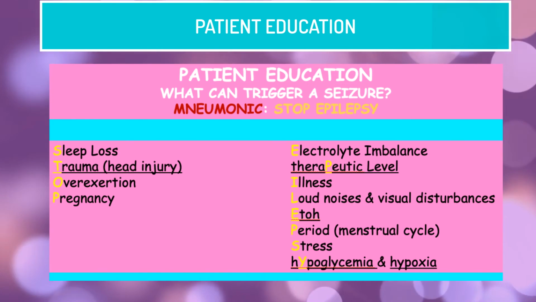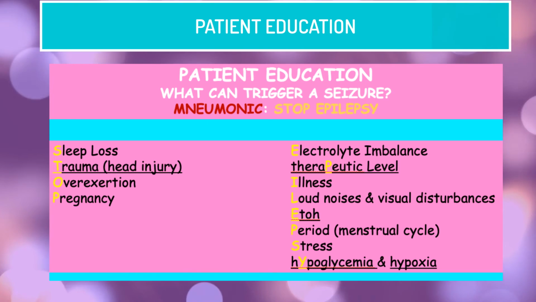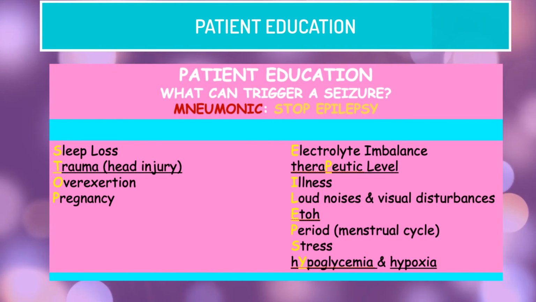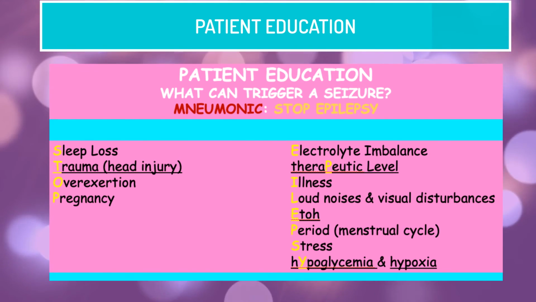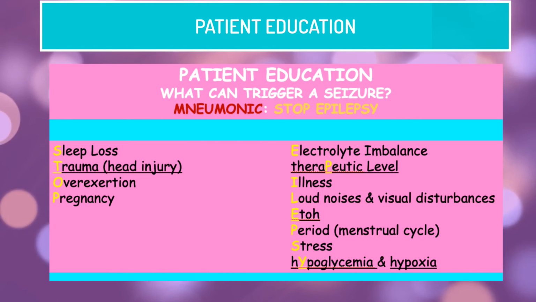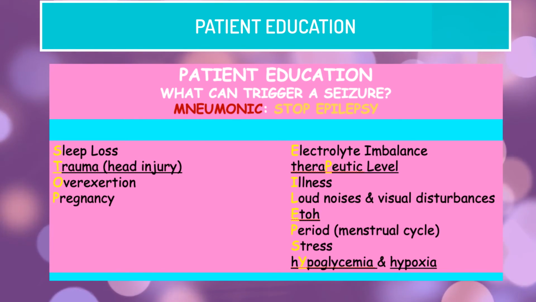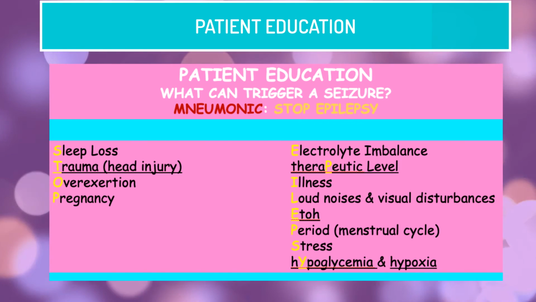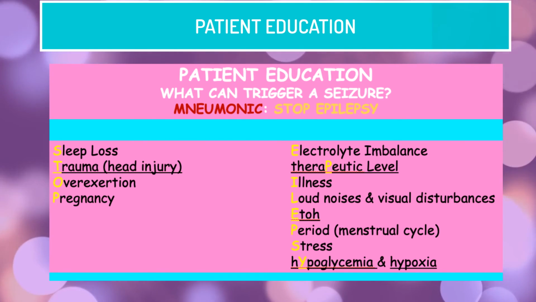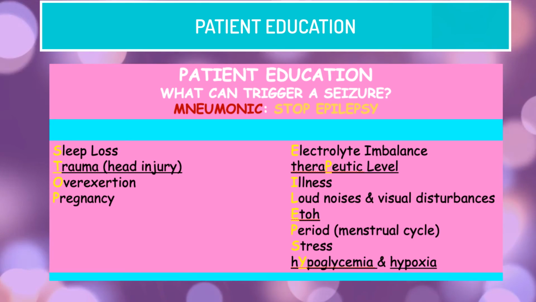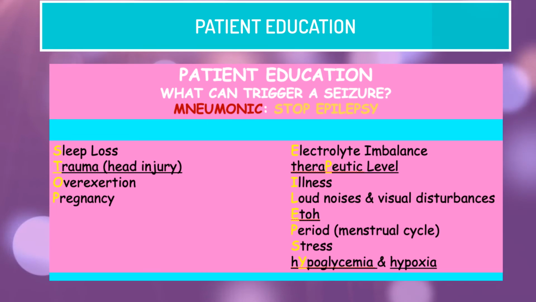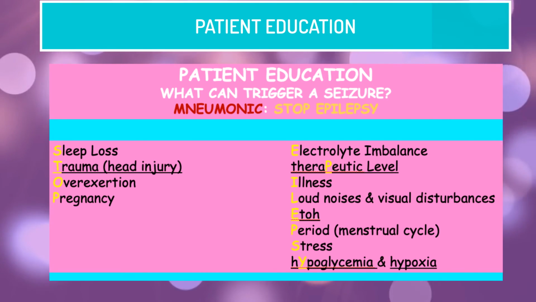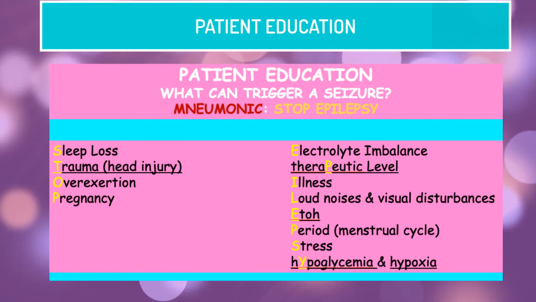The S is for sleep loss. T is for trauma, especially head injury. O is for overexertion. P for pregnancy. So basically anything that causes a hormonal shift in the body can trigger a seizure. E for electrolyte imbalance. We talked about the importance of having the proper amount of calcium, the proper amount of sodium in the body. So hypocalcemia, hyponatremia, and hypernatremia can have an effect in a patient and can cause a seizure.